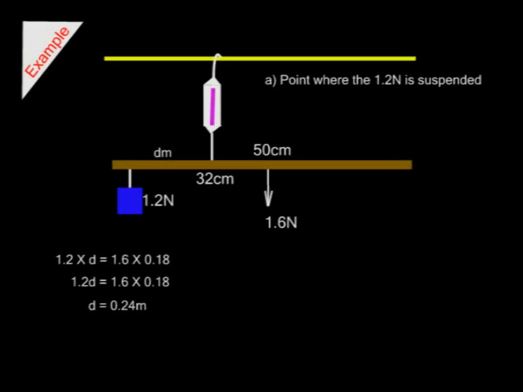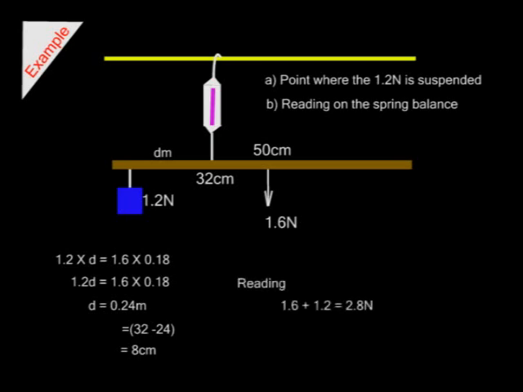Therefore, the 1.2 newton should be suspended at a distance of, we again subtract 32 minus 24 centimeter mark, that is 8 centimeters. Part B, since the meter rule is balanced, the upward forces equal the downward forces, and hence the reading on the spring balance is equal to 1.6 plus 1.2, which gives us 2.8 newtons.